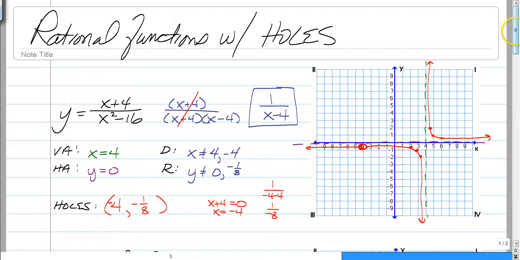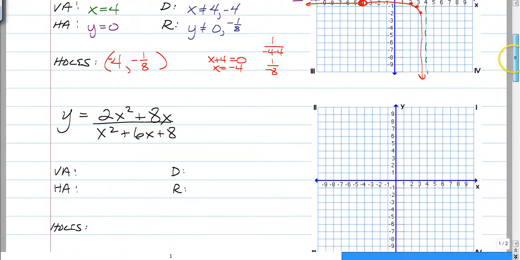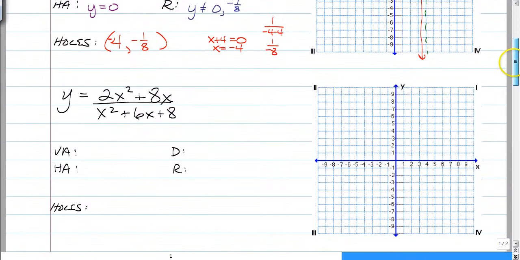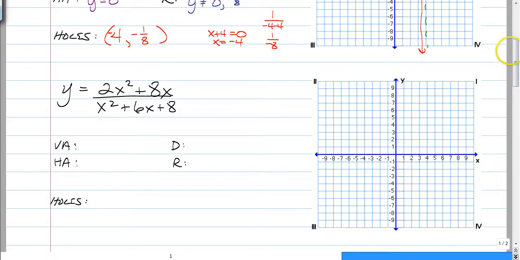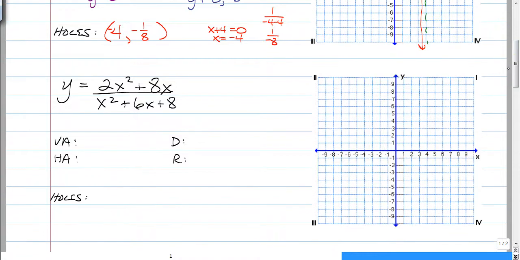So I'm going to ask you to pause the video, and I would like you to factor the top, factor the bottom, see what cancels out, and see if you can list your vertical, horizontal asymptotes and your hole, and then we'll check and see if you got your domain and range correct. All right? Give it a try.